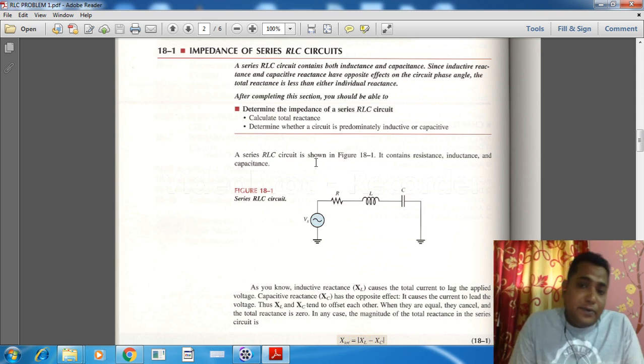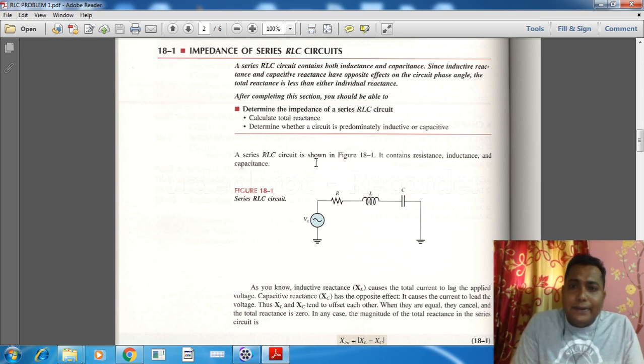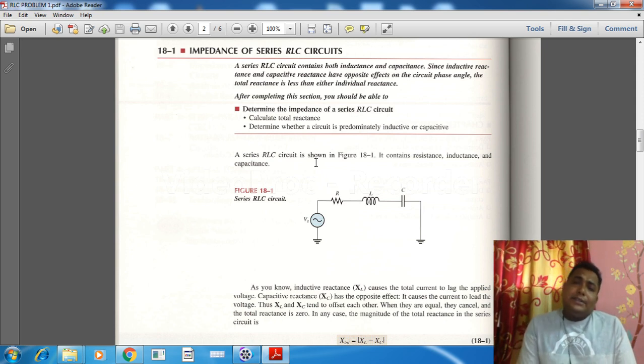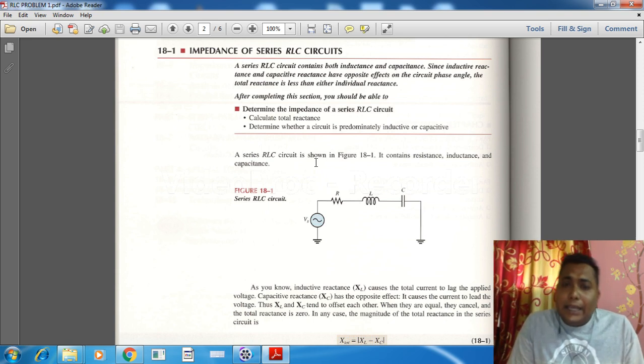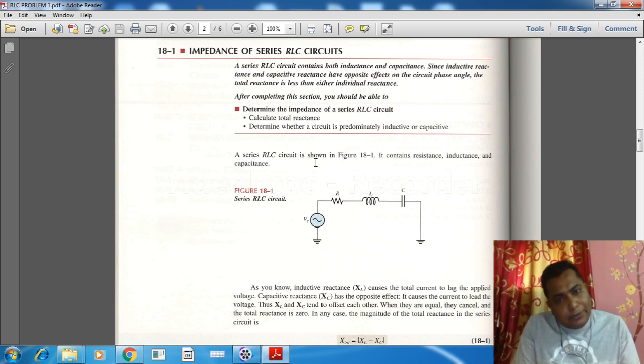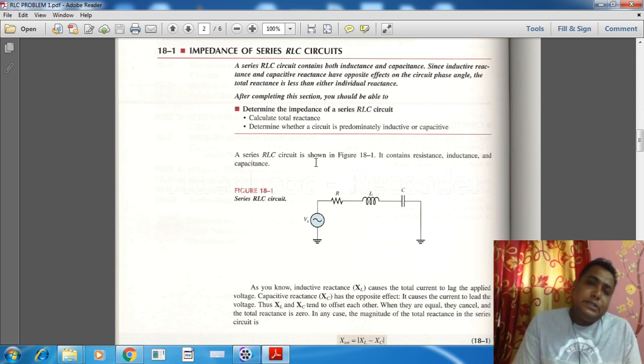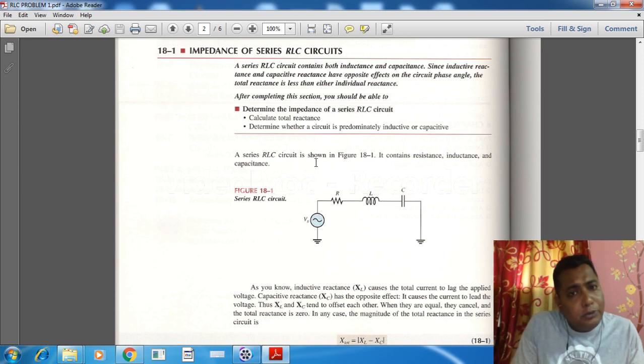So if we have a pure inductive circuit or a capacitive circuit, we have seen that between voltage and current there is an angle of 90 degrees, correct? Using those concepts, XL and XC are two different components and have two different expressions. What is the expression for XL? XL is given by 2 pi f L, so we can say the inductance is a reactive component. Then XC, what is XC? XC is 1 by 2 pi f C.